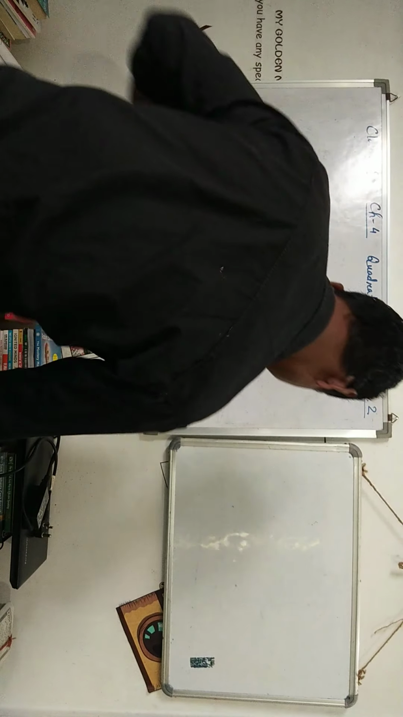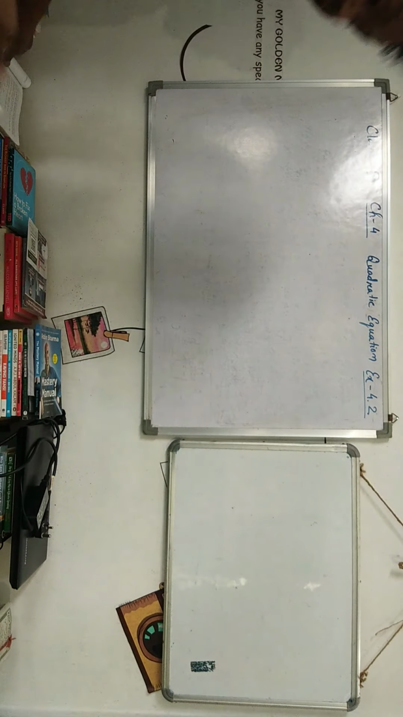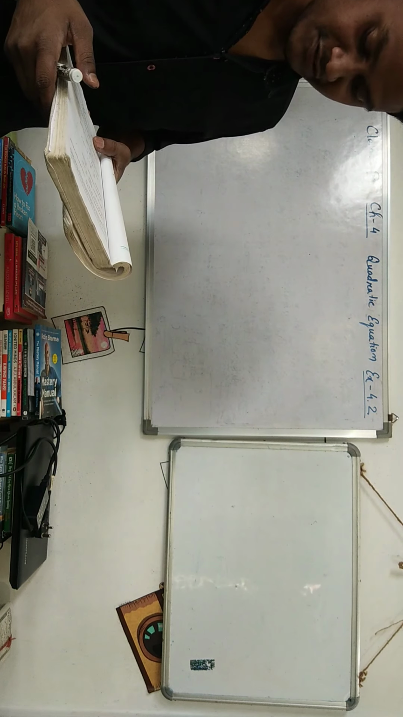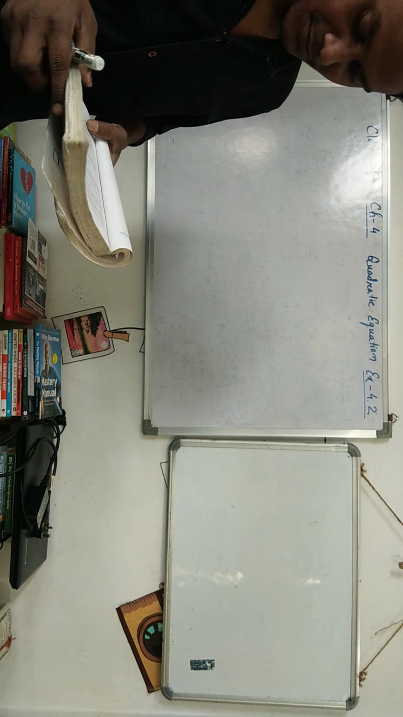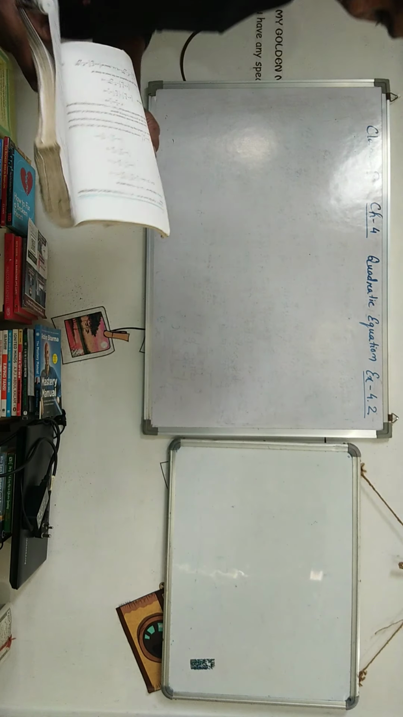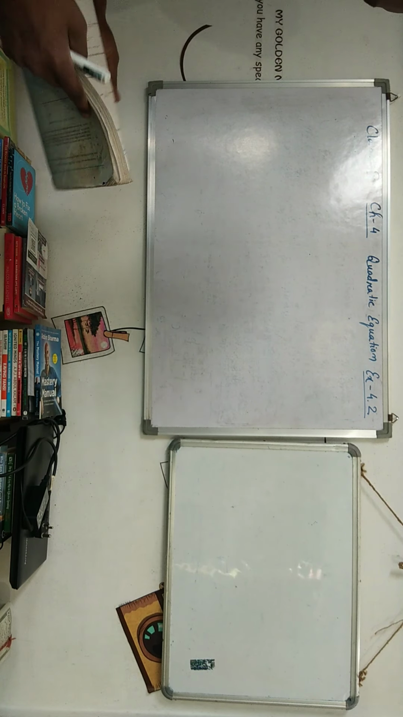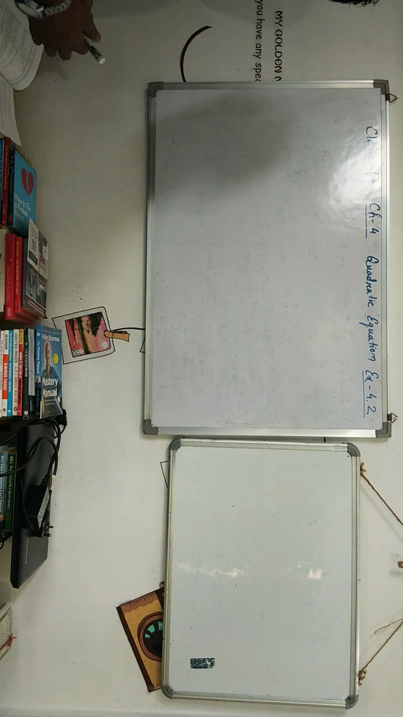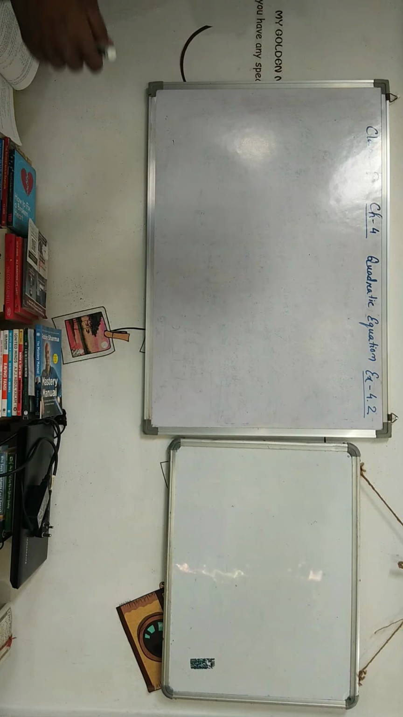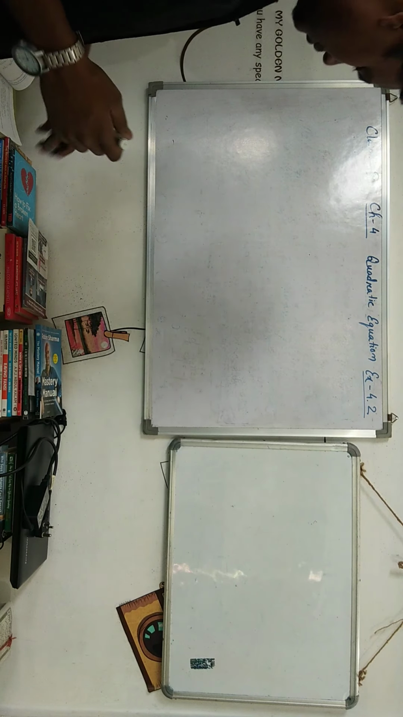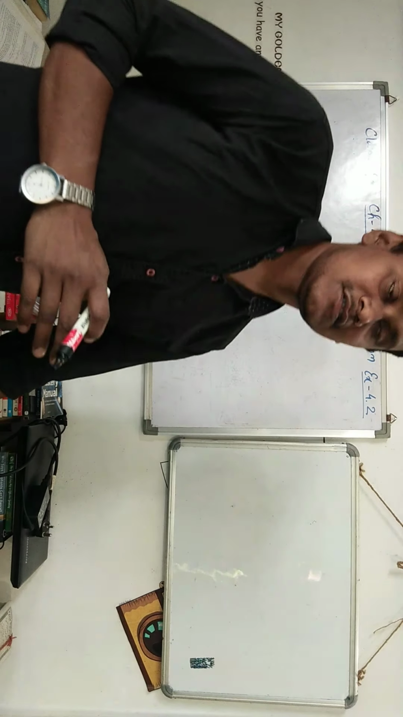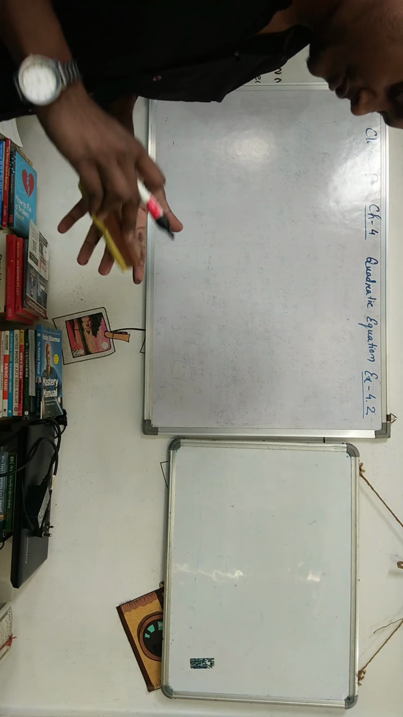So the exercise, in exercise number 4.3, the first question is: find the roots of the following quadratic equation, if they exist, by the method of completing the square. Before proceeding to this exercise, I would like to discuss a few things. In a quadratic equation, we are familiar with finding roots by the factorization method. Now we will also have a few formulas.